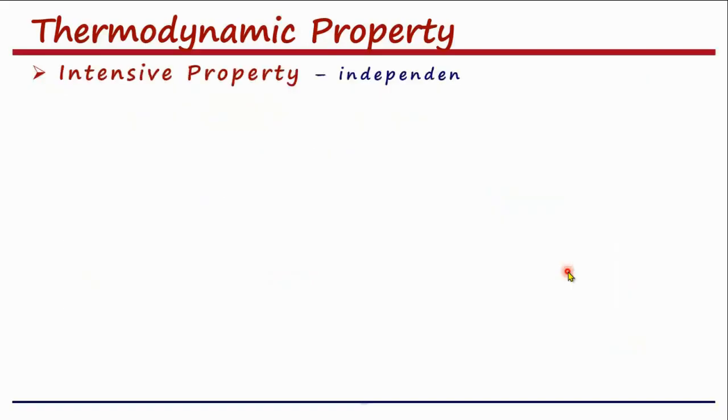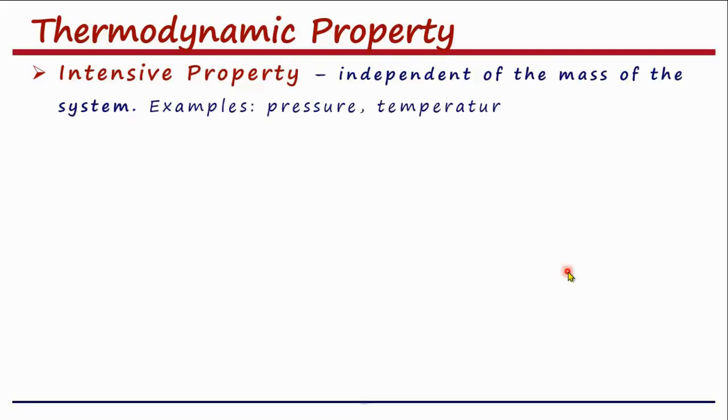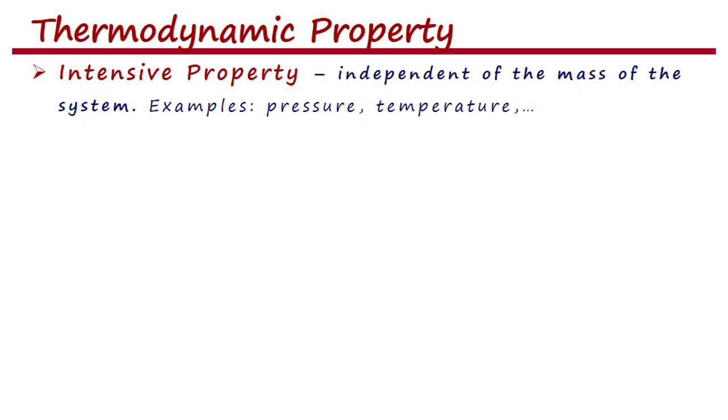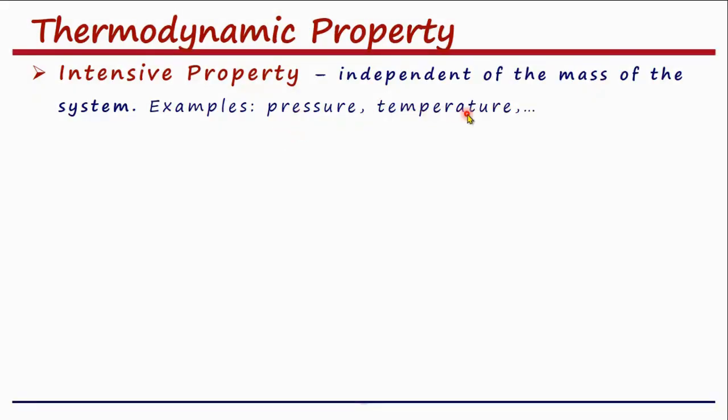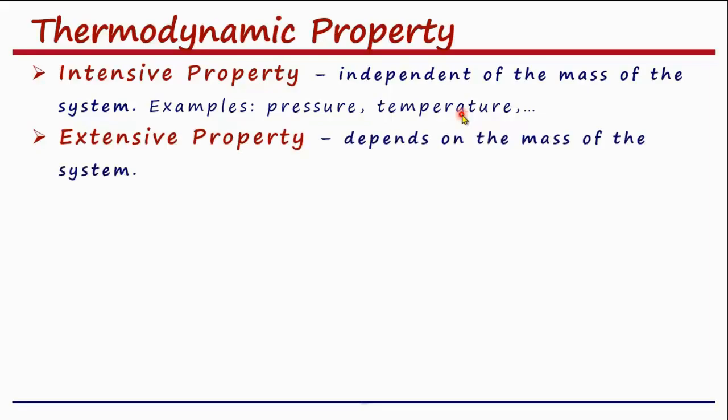Intensive property. Any property which is independent of the mass of the system, we call it as intensive property. These properties do not depend on the mass of the system. The best examples are pressure and temperature. The extensive property. Any property which depends on the mass of the system is called extensive property. The best examples, mass, volume, and so on.